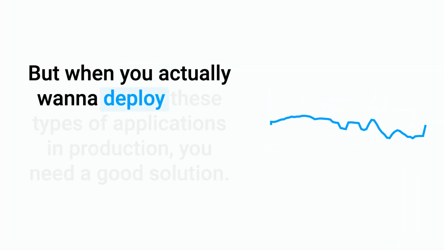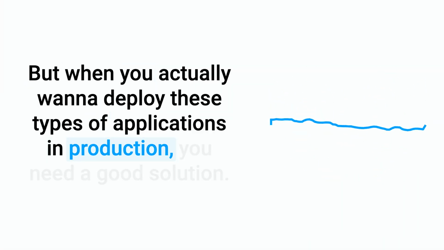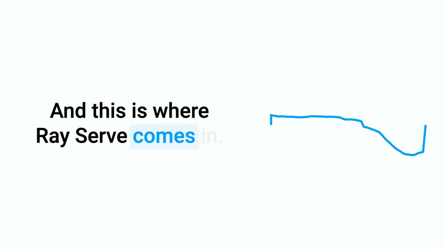But when you actually want to deploy these types of applications in production, you need a good solution. And this is where RayServe comes in. Using RayServe, we can deploy our application, be able to request it, and be able to handle lots of different user loads through RayServe's auto-scaling. So with RayServe, you get automatic load balancing and auto-scaling and a variety of other production features that are necessary for building LLM applications.